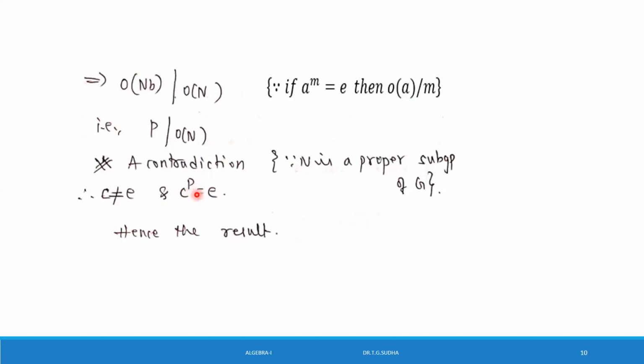And now we have C to the power of P is equal to E, and C is the required element of G whose order is P.